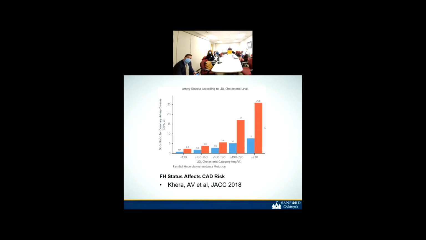And this is just a visual that shows you the difference. In the red is gene mutation FH versus in the blue gene negative. And you can see the odds ratios for coronary artery disease jump up much higher if you have the gene mutation, regardless of your LDL levels. So even up here, your LDL levels to the right of the screen might be greater than 200, 220, but if you are FH positive, gene mutation positive, your risk of coronary artery disease is quite high.